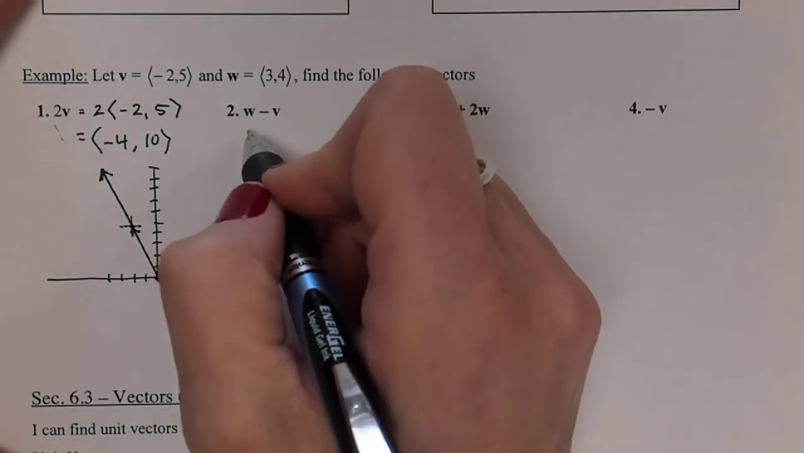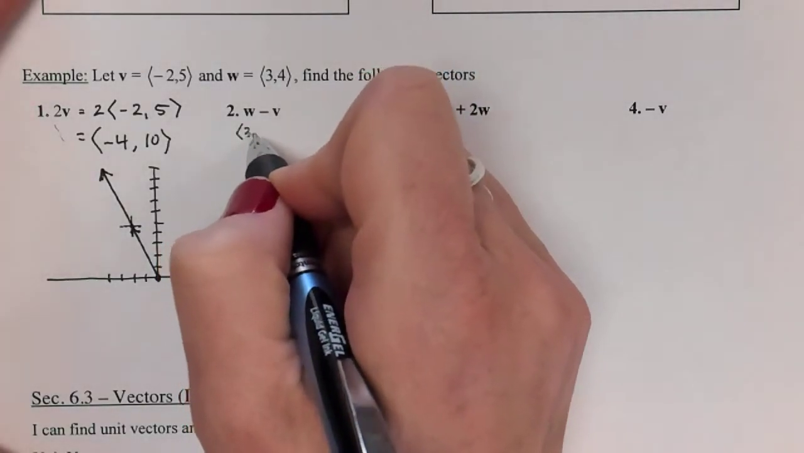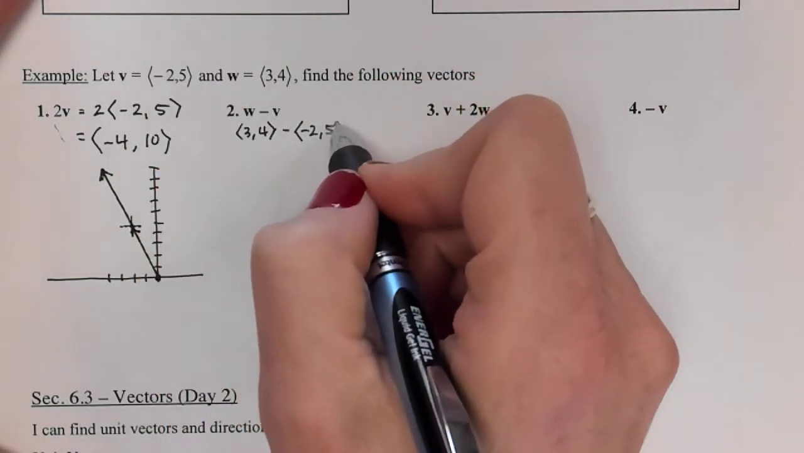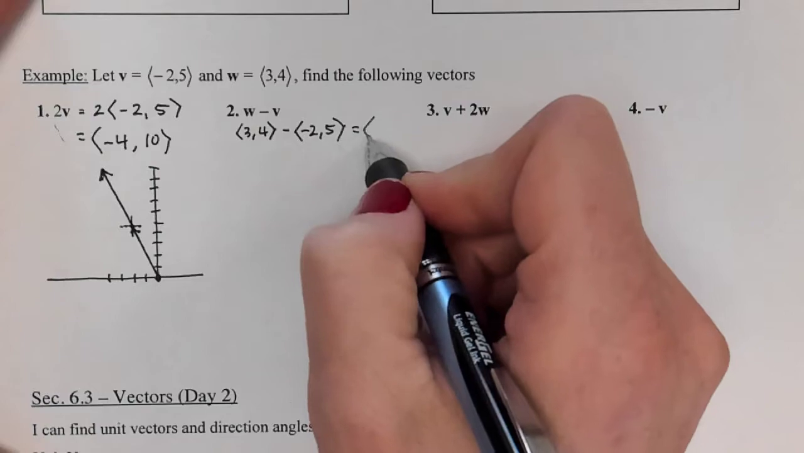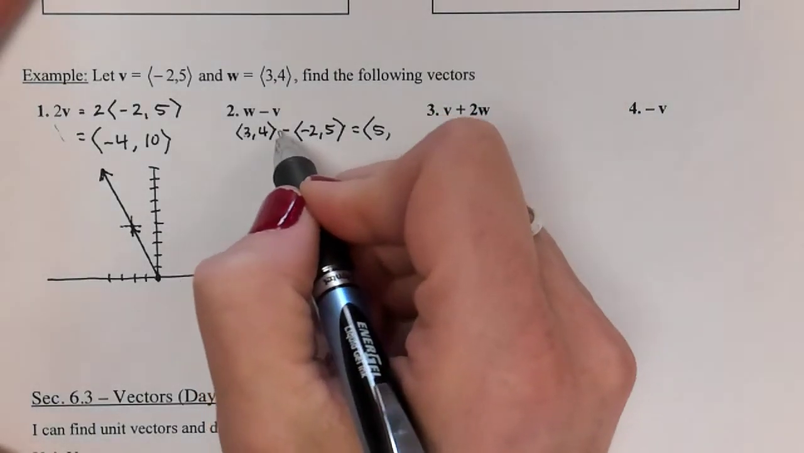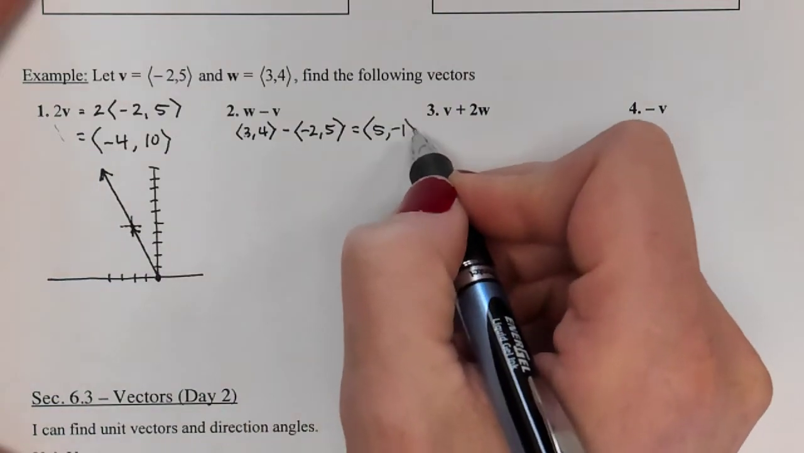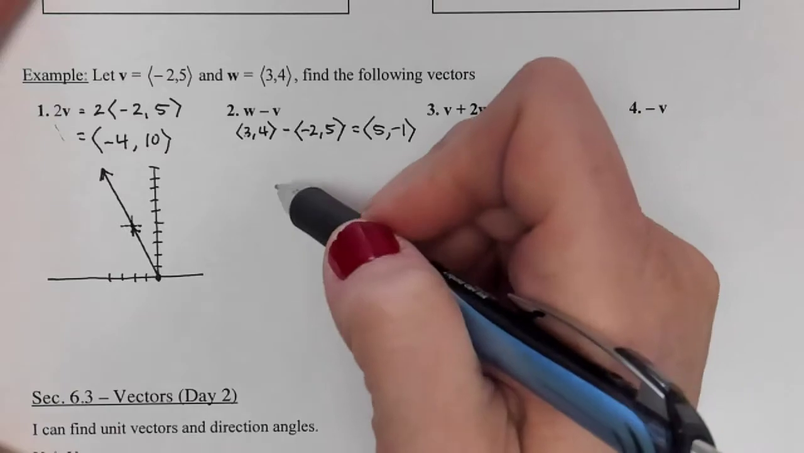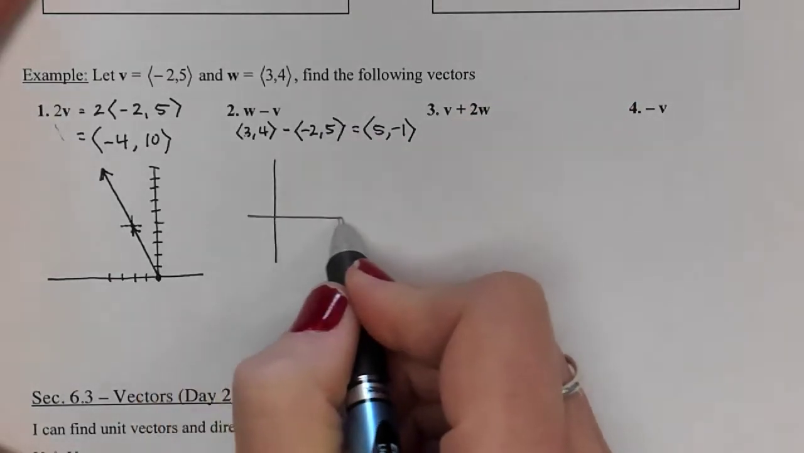So w minus v, I'm going to take 3, 4, and I'm going to subtract v, negative 2, 5. The algebra really is as easy as it looks. So 3 minus a negative 2 would be 5, and 4 minus 5 would be negative 1. So this vector is going to the right 5, down 1. Just want to give you a picture so you can see what it looks like.